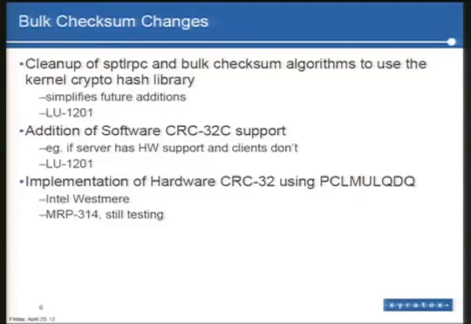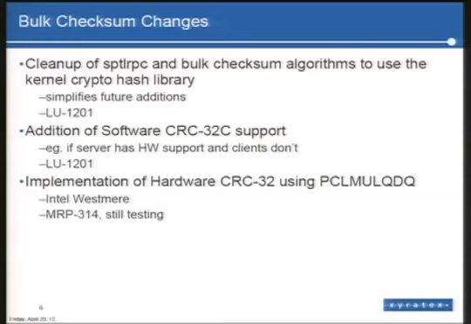Also, we've added CRC32C software support by doing this, which allows a client that doesn't have a Nehalem processor to run the algorithm in software. The idea being that if you have enough clients all doing this in software, you're still going to be I/O bound, and you can still take advantage of the hardware version of CRC32C on your server. So that's the interoperability case, the wider variety of hardware support.